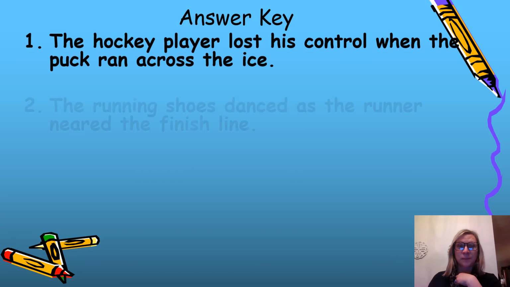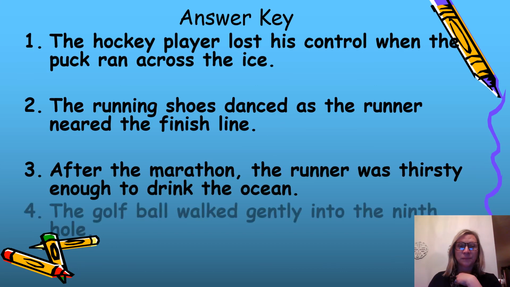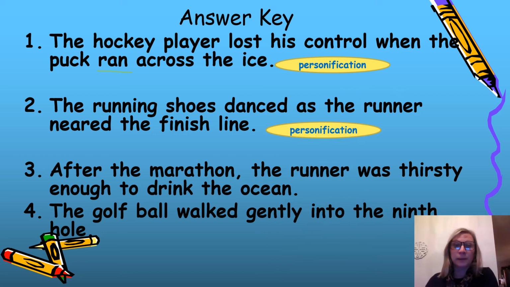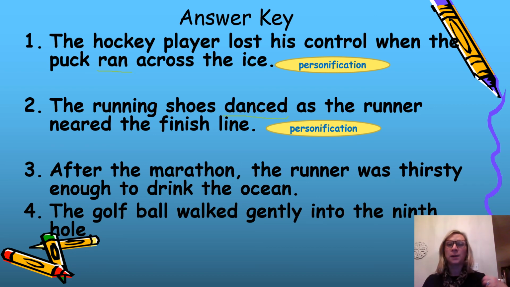So let's see. The first one was personification because it said the puck ran across the ice. Pucks can't really run. That's something a person can do, not a puck. The running shoes danced as the runner neared the finish line. Again, personification. Shoes can't dance, but you can probably visualize what's happening. They're running across, and it's like doing a dance.